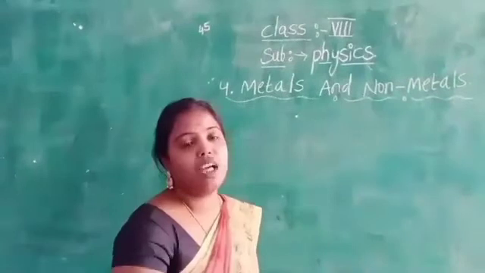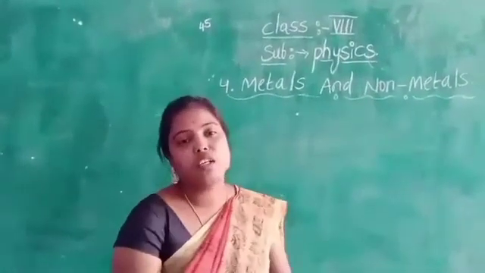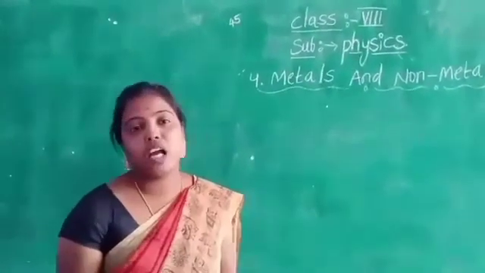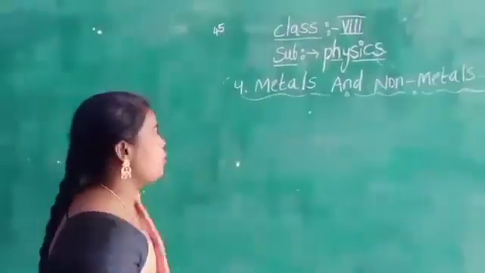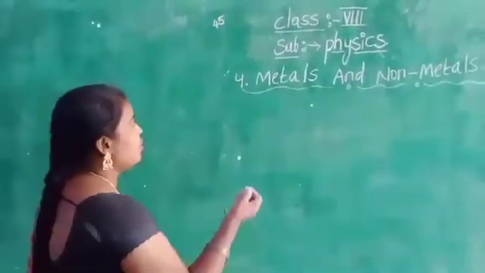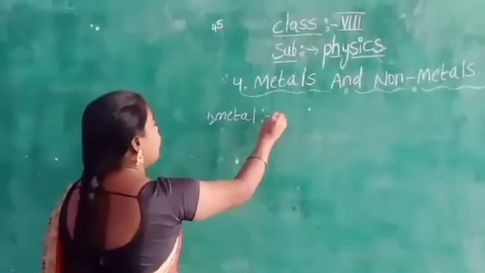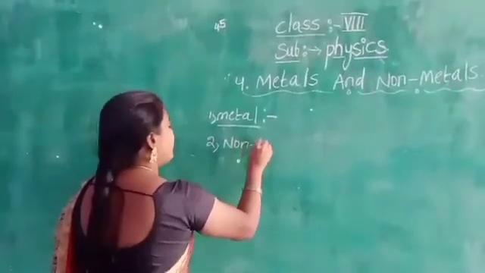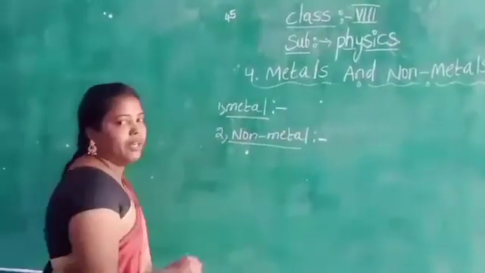In this chapter we are going to discuss what is called a metal and what is called a non-metal, and what are the physical properties and the chemical properties of metals and non-metals. Before starting this chapter, we should first learn what is called a metal and what is called a non-metal.